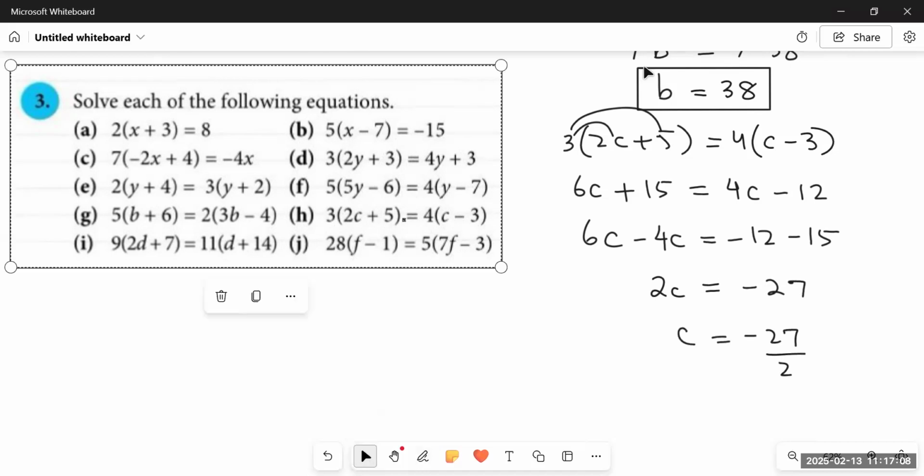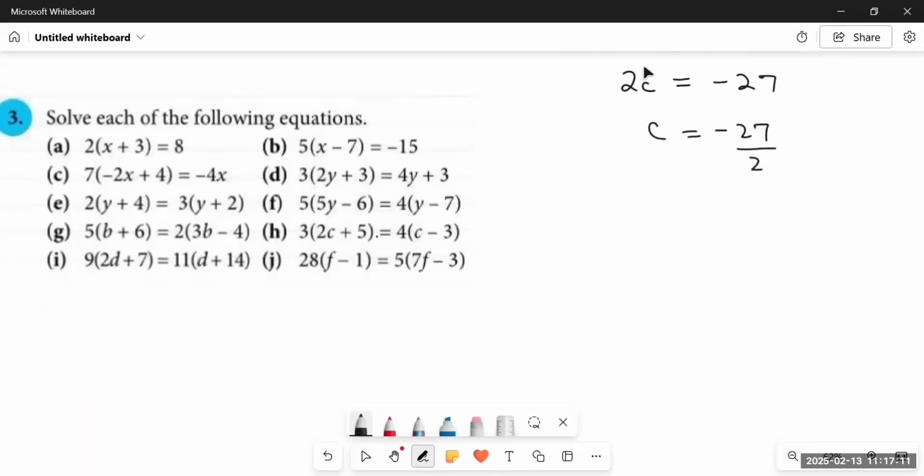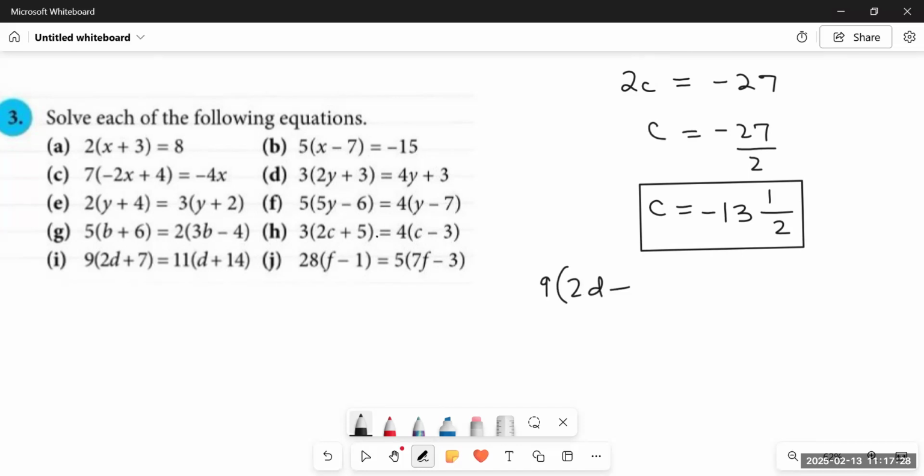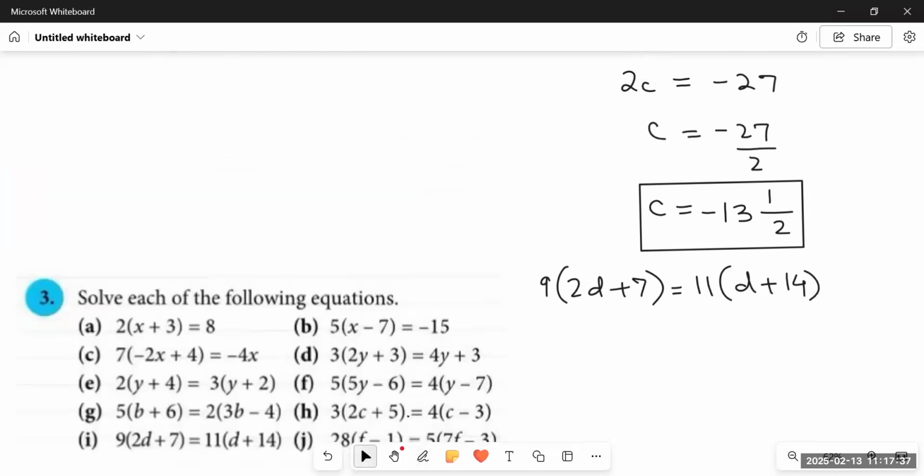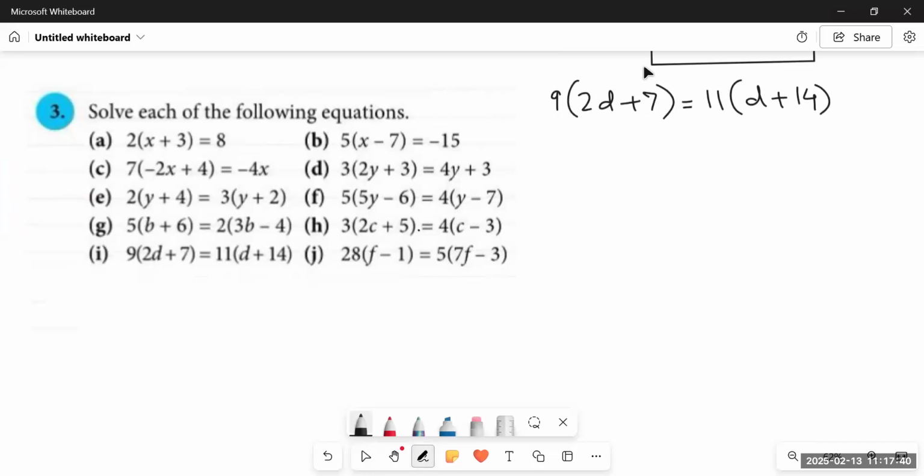Now you can convert it into mixed number. So finally it would be c is equals to minus 2 into 13s are 26, 1 upon 2. And this is the final answer. Next we have part I, 9 into 2d plus 7 is equals to 11 into d plus 14. So it would be 9 2s are 18d plus 9 sevens are 63 is equals to 11d plus 11 into 14 is equals to 154.